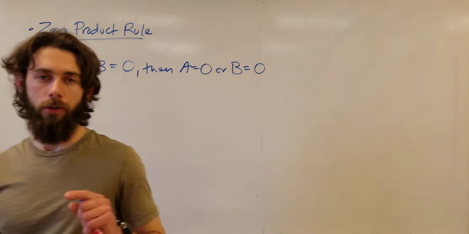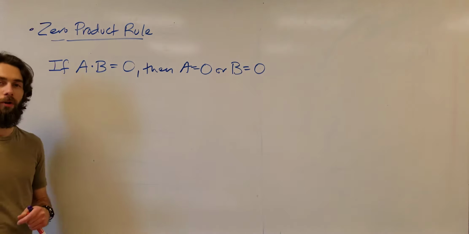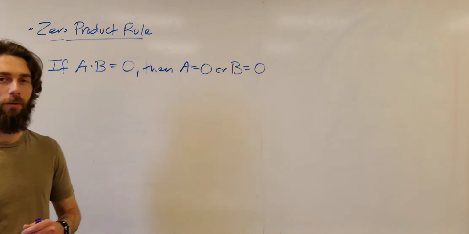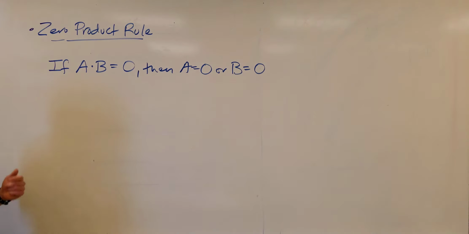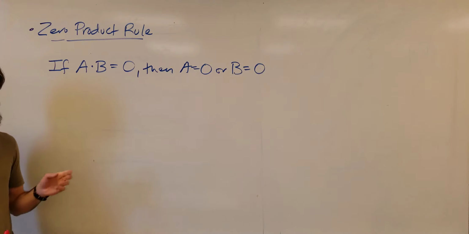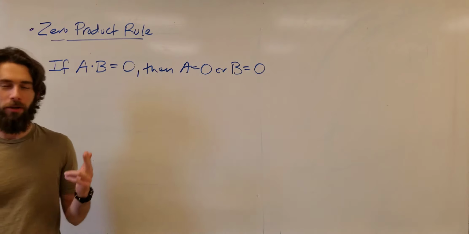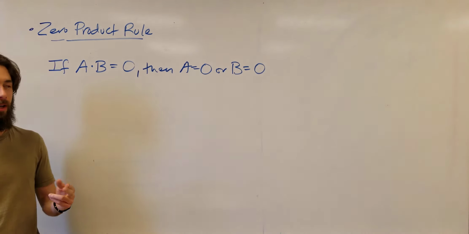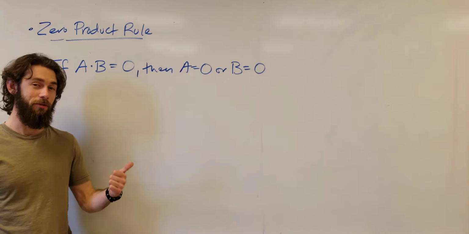All right, so our next property that we'll use to solve polynomial equations is called the zero product rule. It says that if a times b equals 0, then a equals 0 or b equals 0. In other words, the only way that you can multiply two numbers together and get 0 is if one of those numbers is itself equal to 0.